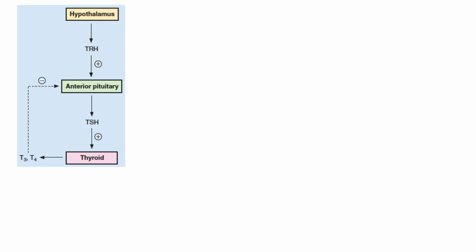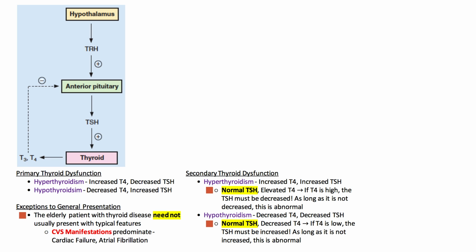So this is the first thing you all need to know: the entire axis. Memorize it and know what controls it, what the negative feedback is. Then remember after that we talked about primary and secondary hyperthyroidism, the difference between the two, and what TSH and T3, T4 levels you expect. And remember how I talked about how the T3 and T4 is an independent variable and then the TSH is the dependent variable.